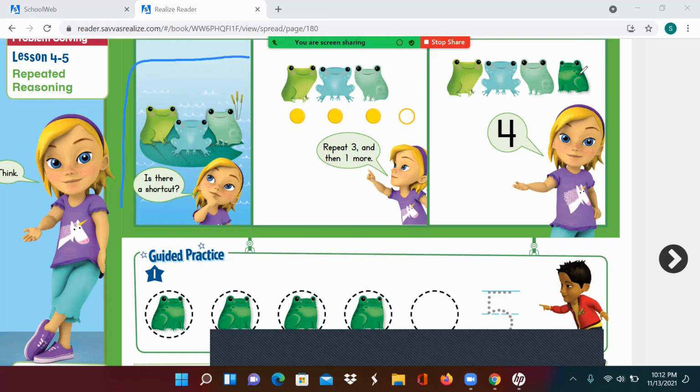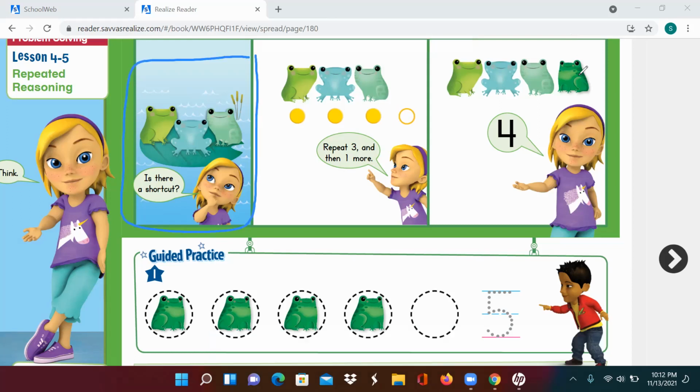Okay, let's look at this box right here. Emily uses counters to count the frogs. How many frogs are there? 3. When one more frog gets added, does Emily need to count the frogs again? No, she doesn't. The 3 repeats. Emily can repeat the 3 and count one more.